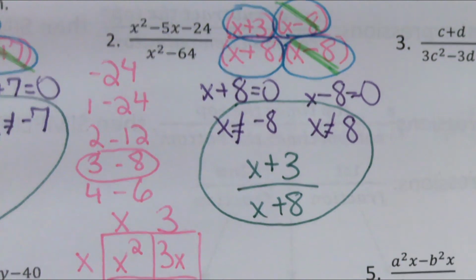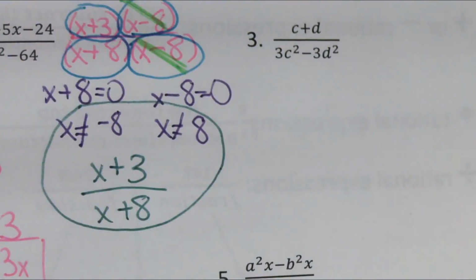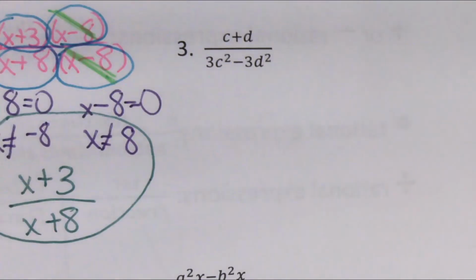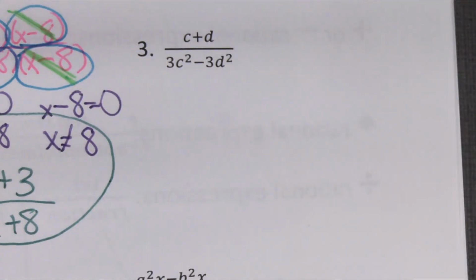Number 3. Now, number 3 includes 2 different variables. When we have 2 different variables, we actually cannot identify our undefined values. So instead, we're going to skip step 3. The only time that we skip that step is when I have 2 different variables. So include that step on anything that has a single variable.